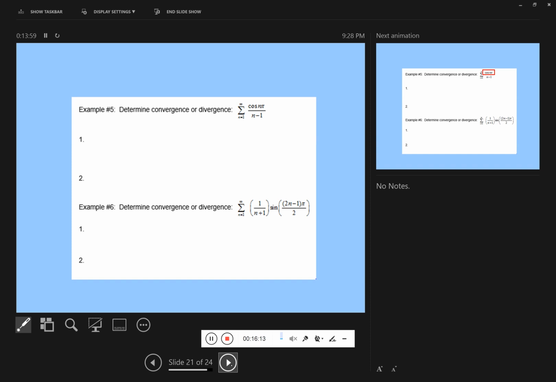Isn't the cosine of 2 pi positive 1? And if n equals 3, you would have cosine of 3 pi. So do you see, if n is odd and you're taking the cosine, it's going to be a negative 1. But if n is even and you're taking the cosine, it's going to be a positive 1. So in this case, the part that makes it alternating is that cosine of n pi.